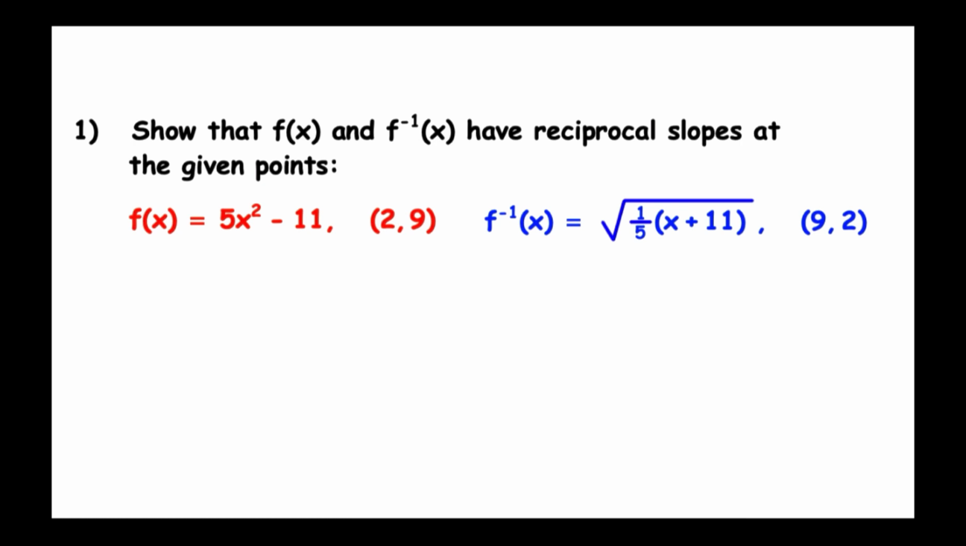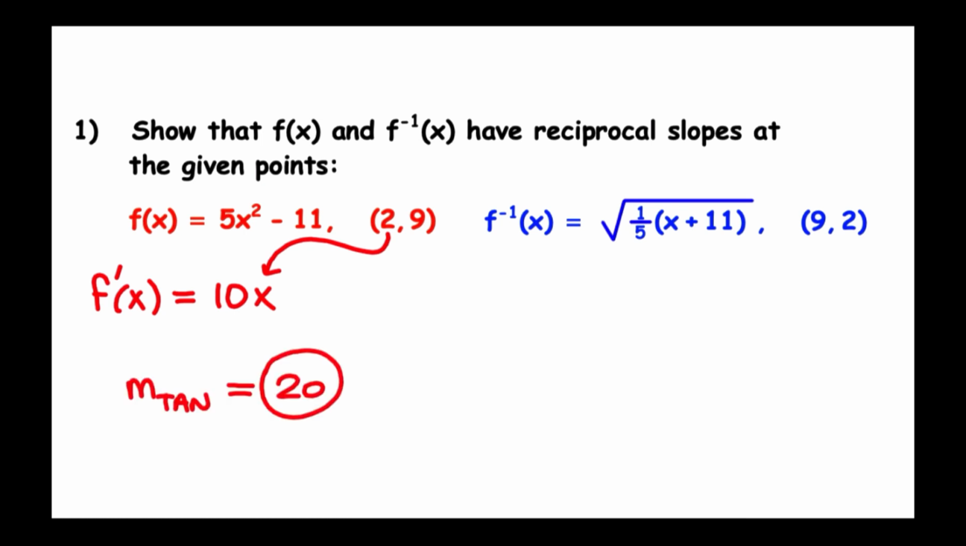Slope, of course, in our class, indicates we need to take a derivative. And the derivative here will be 10x. If you put the 2 in, the slope of the tangent line is going to be 20. Okay, over here on the blue side, this is going to be (1/5 x plus 11/5) to the half power. I'm just going to rewrite it before I take a derivative.